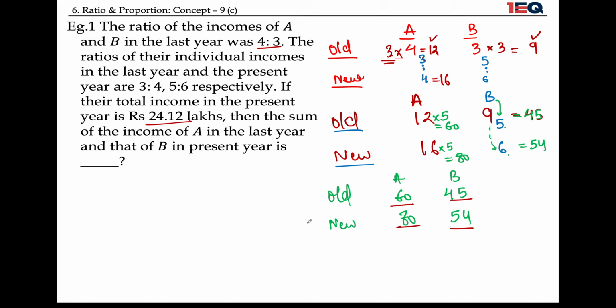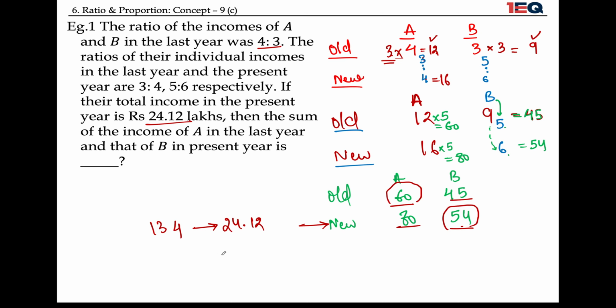This means the present year 80 plus 54, which is nothing but 134, relates to 24.12, or it is a proportion of 24.12. Then the sum of the income of A in the last year and that of B in the present year is, let me figure out, A in the last year is equal to 60, and B in the present year is equal to 54.